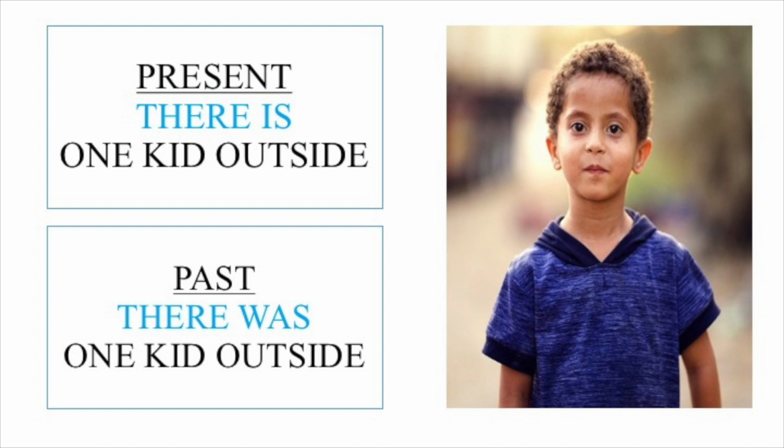Now what can you see? Boy or kid. How many? Plural or singular? Singular, only one. So, present tense, there is. Excellent. There is one kid outside. But then, if he goes away, we will say, there was one kid outside. Very good. Present tense, there is. Past tense, there was.